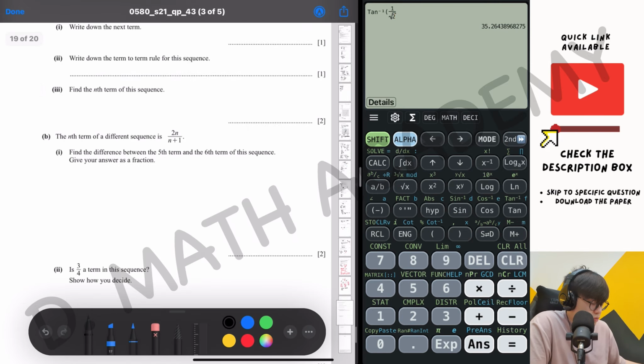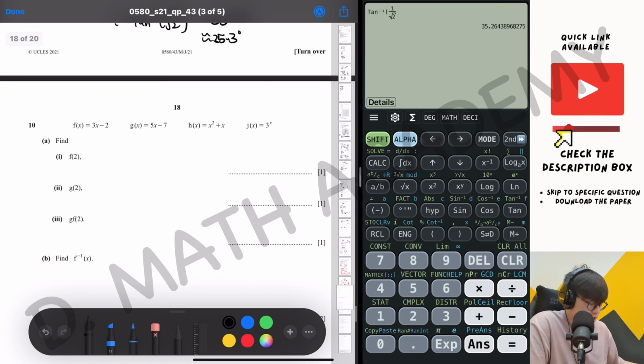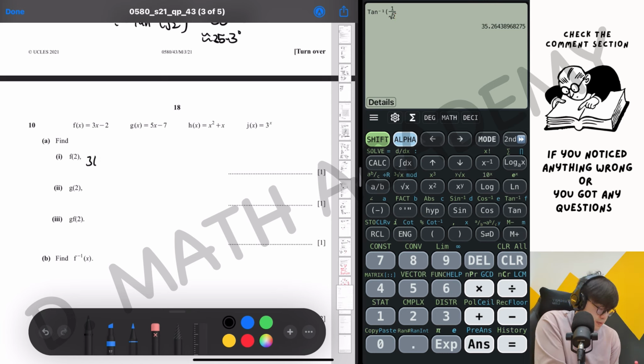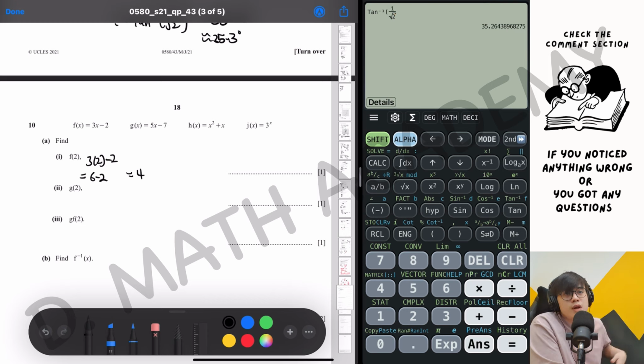So we have about 2 questions left, so let's finish it. Question 10 is a function question where you need to substitute 2 into the equation given. 6 minus 2, you will get the result as 4 for this. Moving on, we have our next question, g2 here, which is by taking 5 times 2 minus 7, you will get 3.